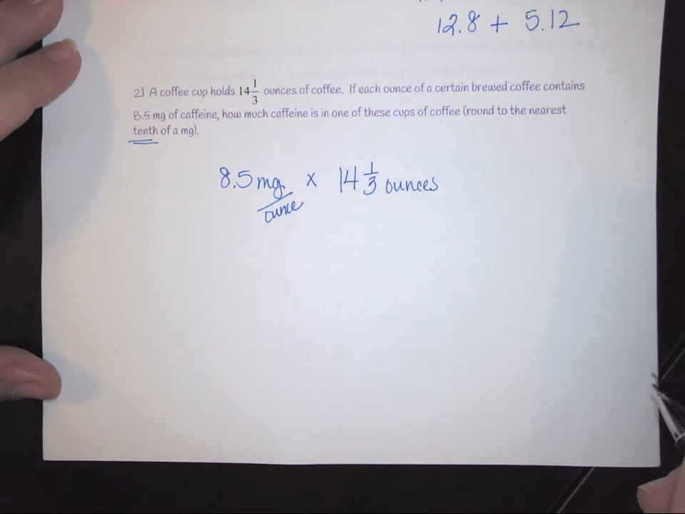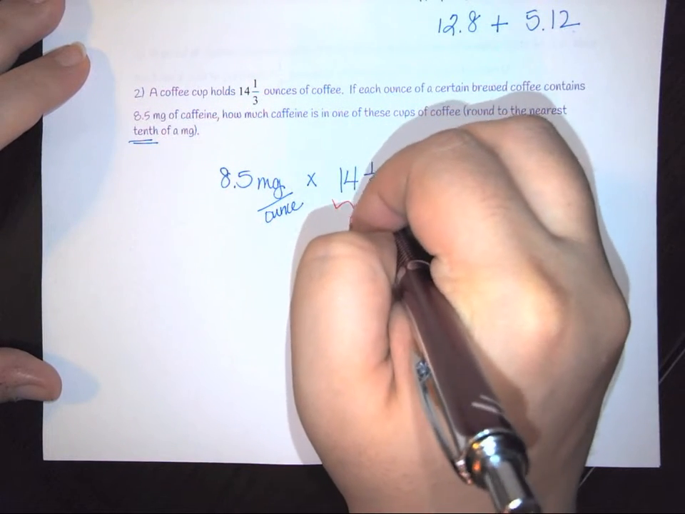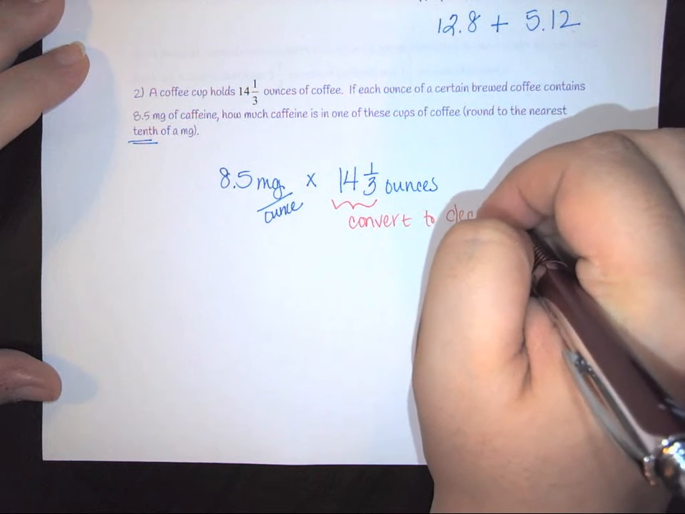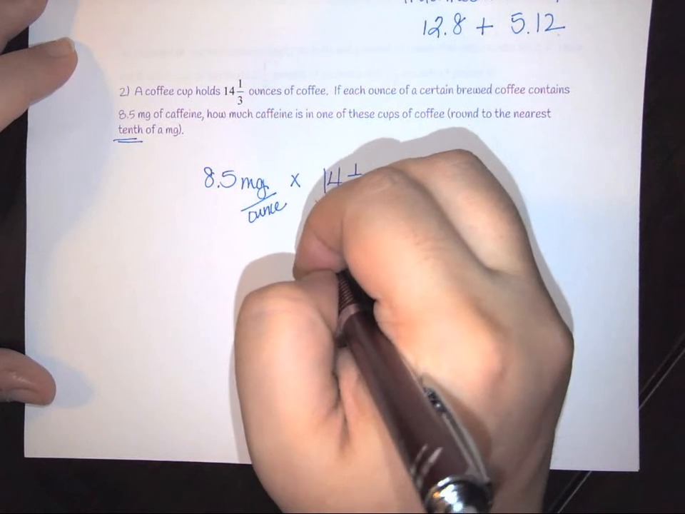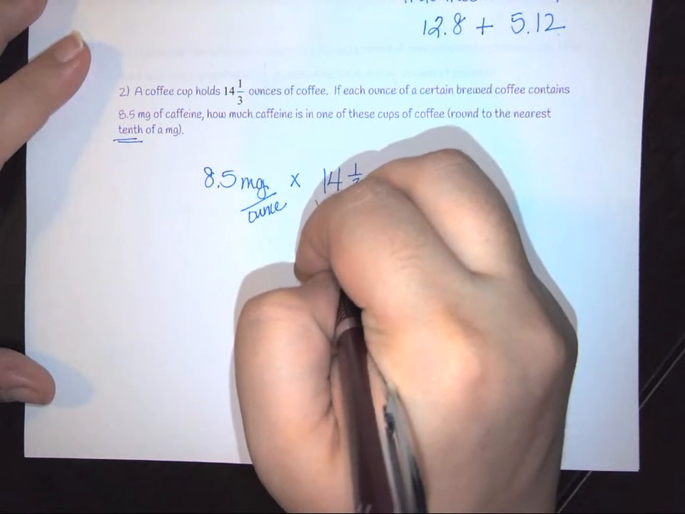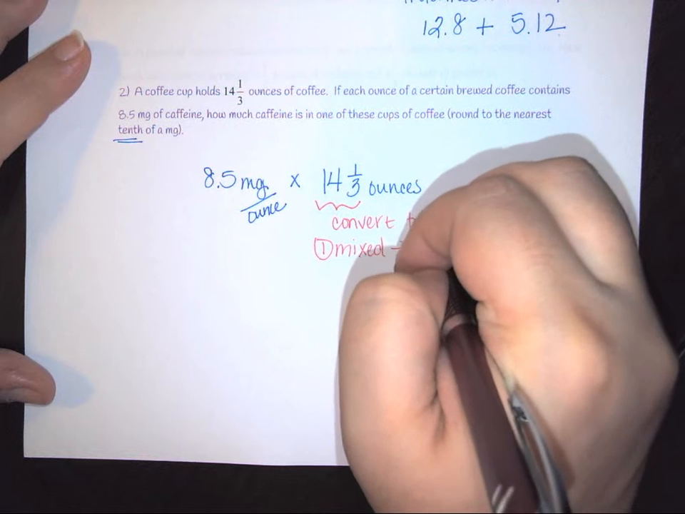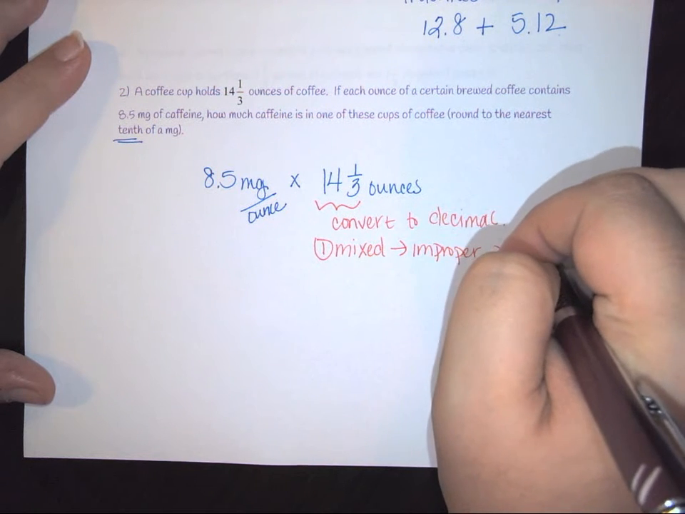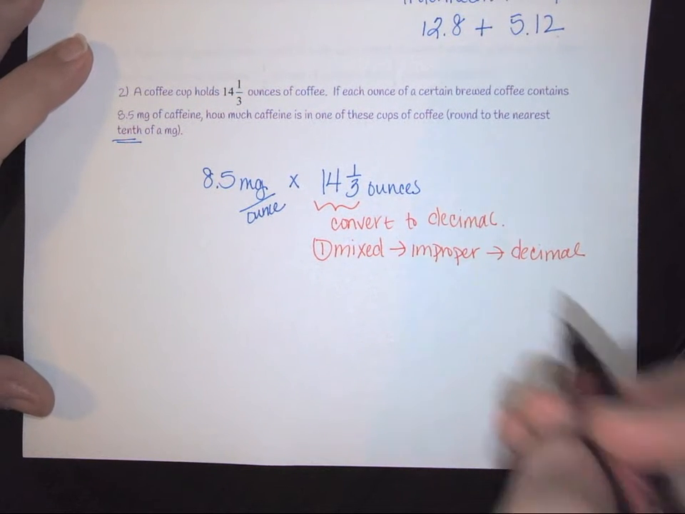So the first thing that we have to do is we need to convert this to a decimal. Again, we have two ways to do that. The first way is you're going to go from your mixed to an improper to your decimal. That's considered the long way around.